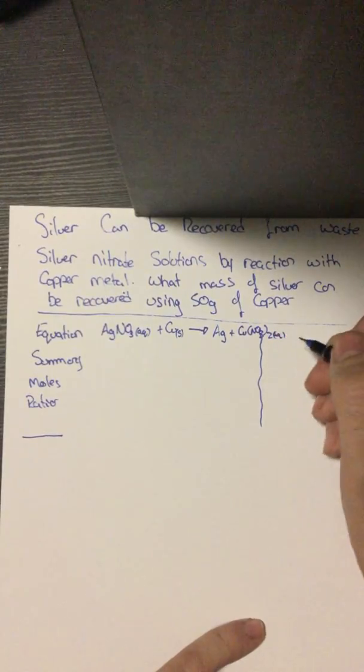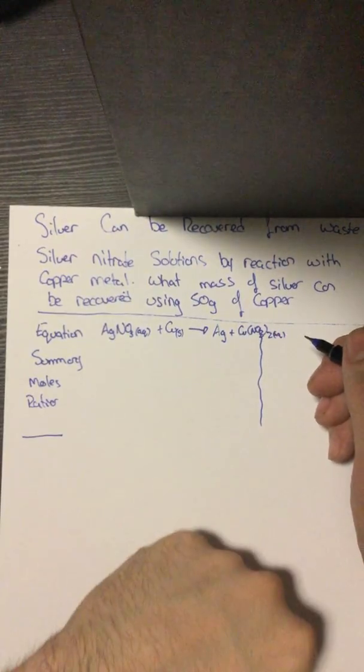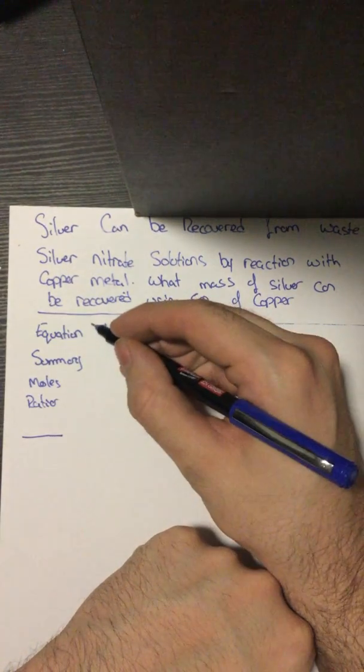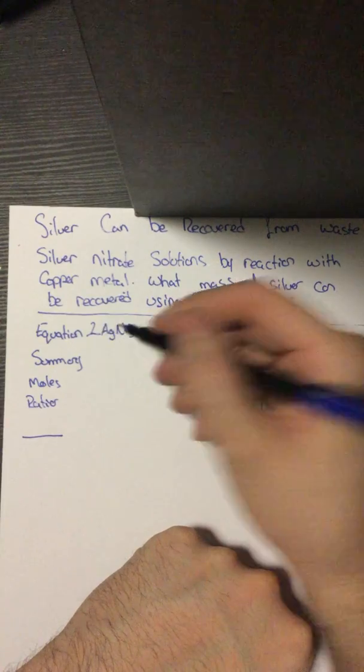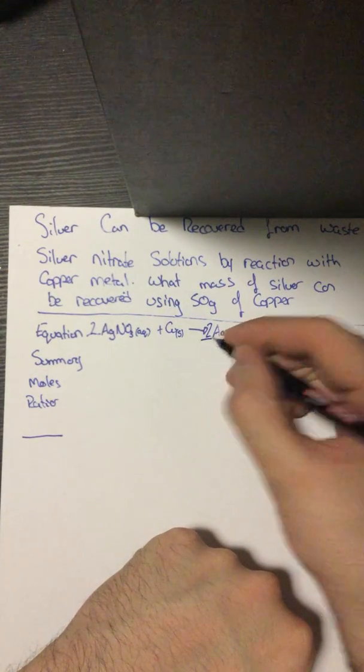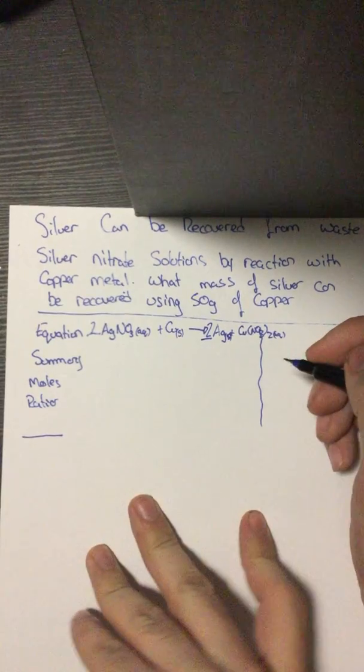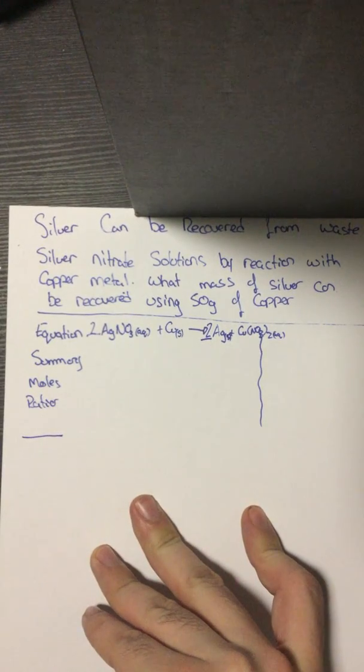solution. Now my equation must always be balanced. I have 1 NO3 on this side, I have 2 on this side, so balancing that, I now have 2 silvers and matching 2 silvers there. This should be a solid. Okay, so I now have a balanced equation to look at.